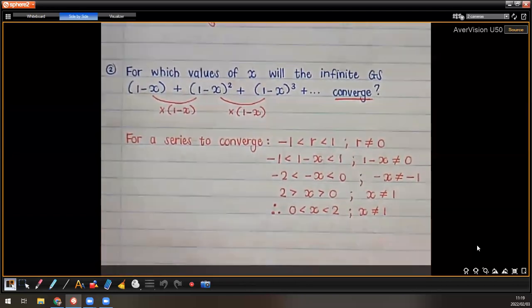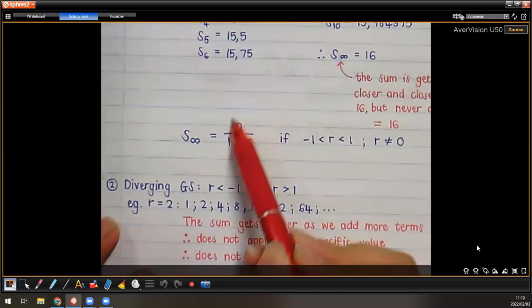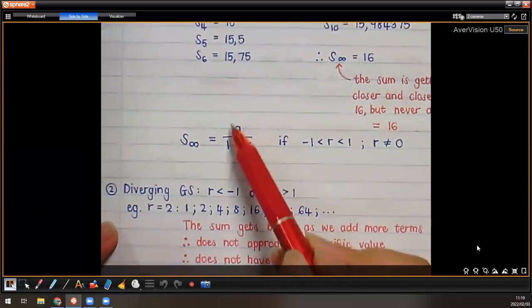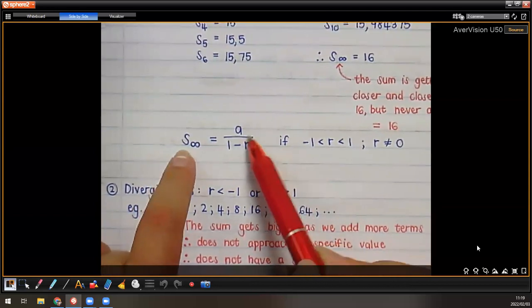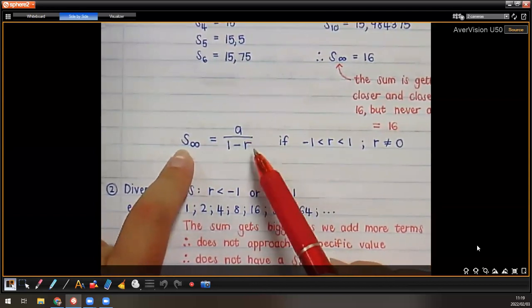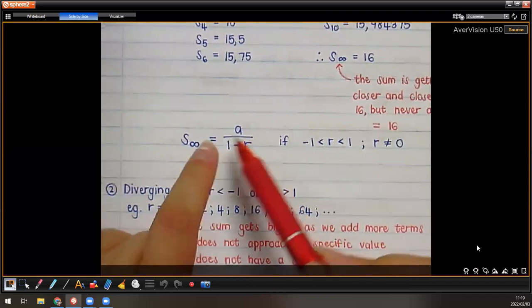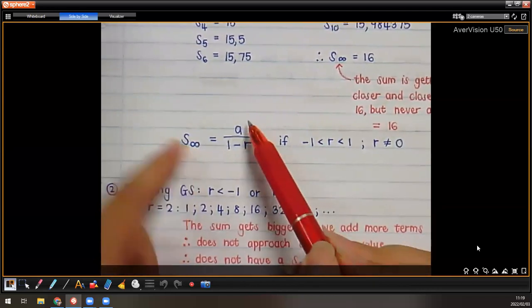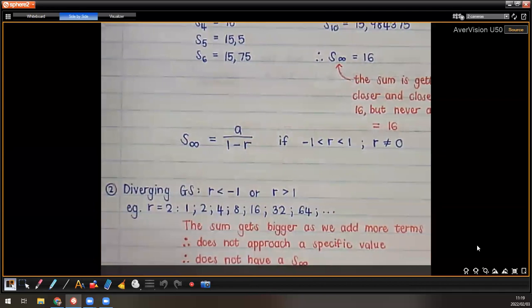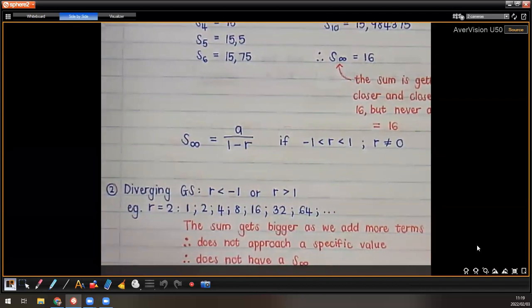Okay, another thing that they sometimes do is they'll give you the A value and the sum to infinity, and you must find R. So if you're using this formula, sum to infinity is A over 1 minus R, so they'll tell you what A is, and they'll tell you what the sum to infinity is, and you must just solve for R in this equation. Or the other way around, they might give you the sum to infinity and the ratio, and you must find A. So it doesn't really get much more complicated than that.